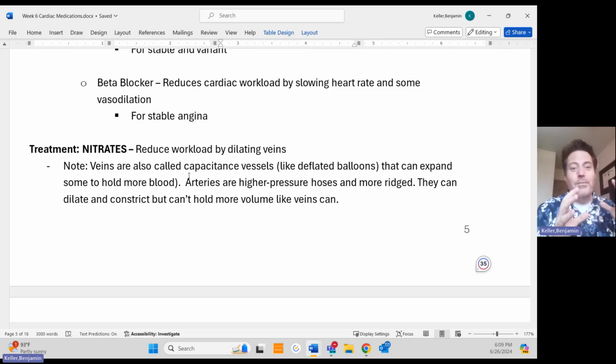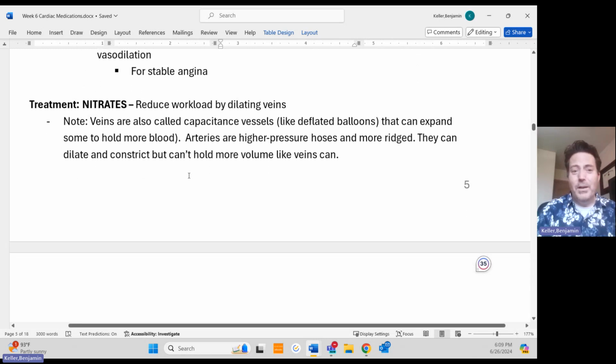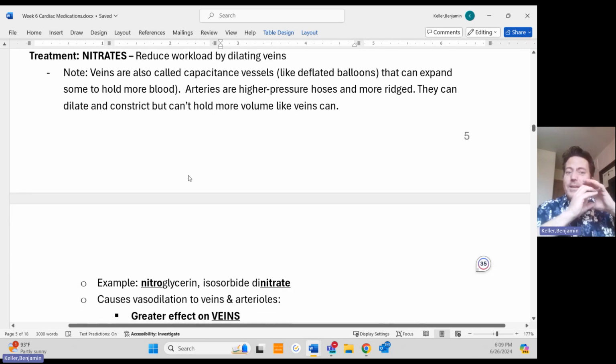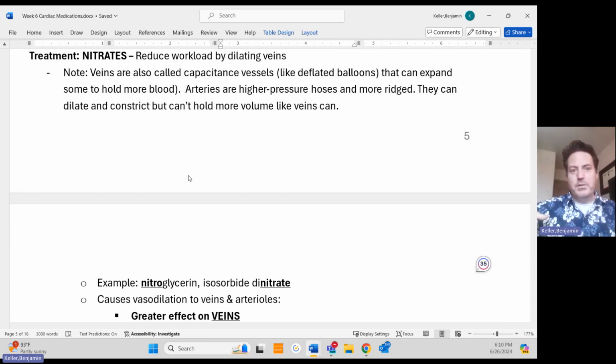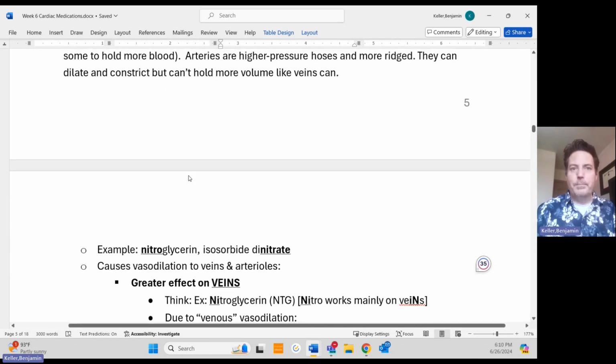Veins don't have a whole lot of pressure behind them. Arteries have a lot of pressure behind them, especially those big ones, and they have more elastic tissue. They're more rigid. They can dilate and constrict, but they really can't hold more volume like veins can. Veins are kind of like little reservoirs of blood. And so nitroglycerin can open those up, make them even floppier, which can reduce the amount of preload, or the amount of pressure of blood going back into the heart.